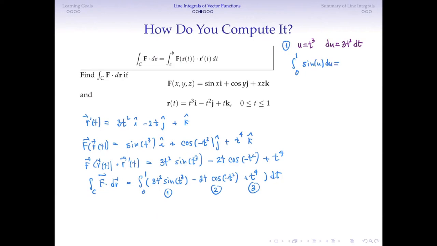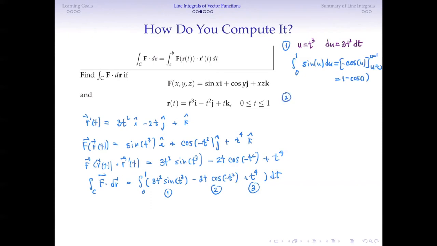The antiderivative there is minus cosine of u. I'm supposed to evaluate from u equals 0 to u equals 1. And so what I get is 1 minus the cosine of 1. And that's integral number 1.